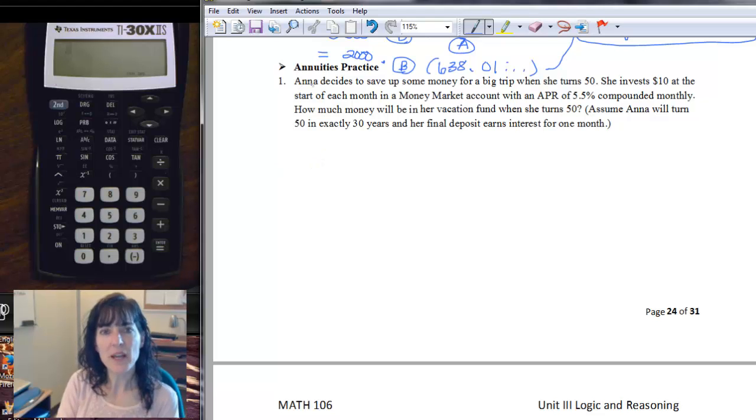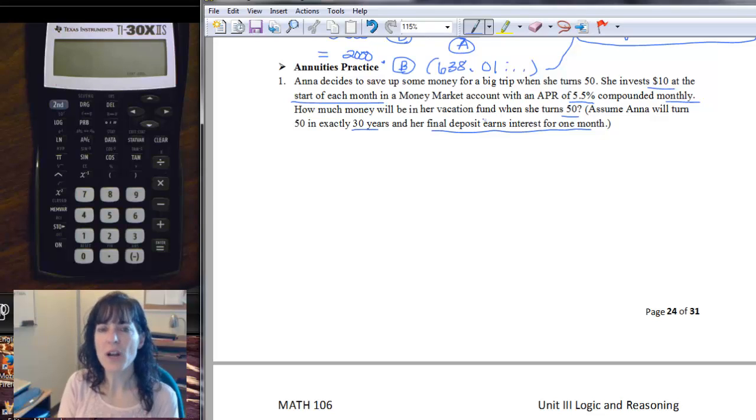Number 1, Anna decides to save up some money for a big trip when she turns 50. She invests $10 at the start of each month. I'm thinking there will be interest on that, in a money market account with an APR of 5.5% compounded monthly. How much money will be in her vacation fund when she turns 50? Assume Anna will turn 50 in exactly 30 years and her final deposit earns interest for 1 month.